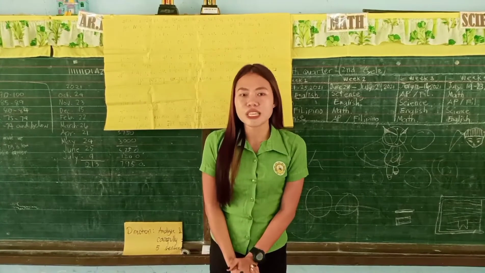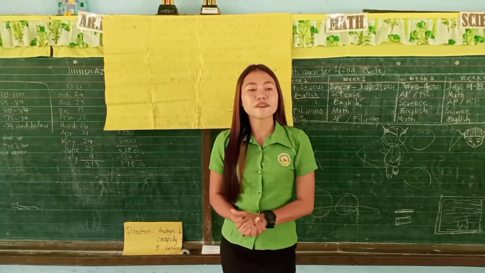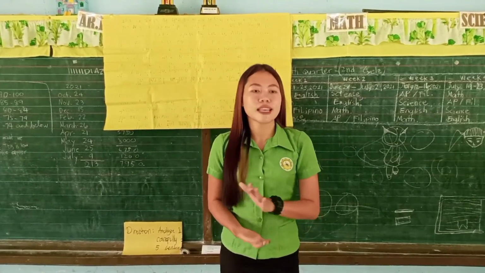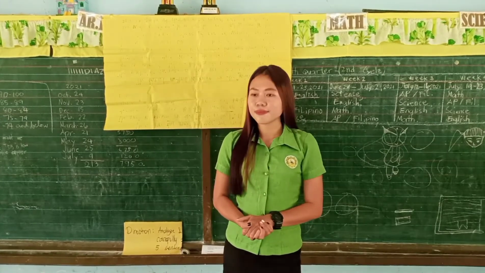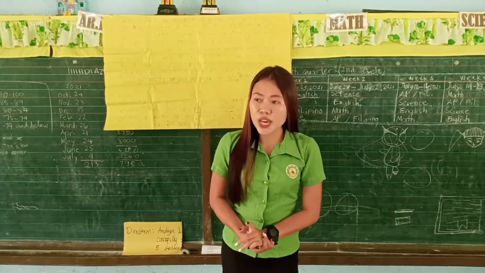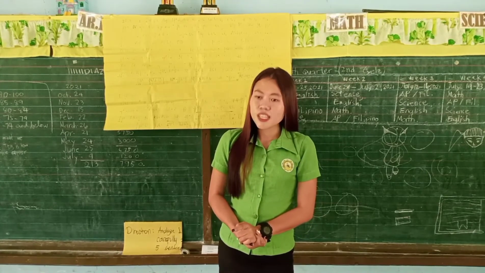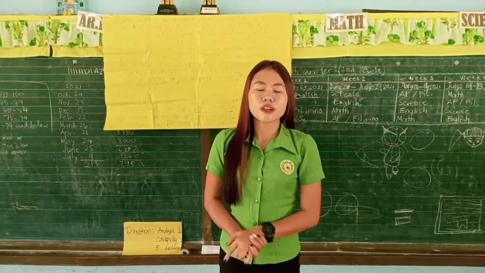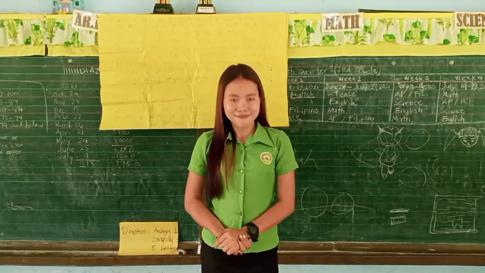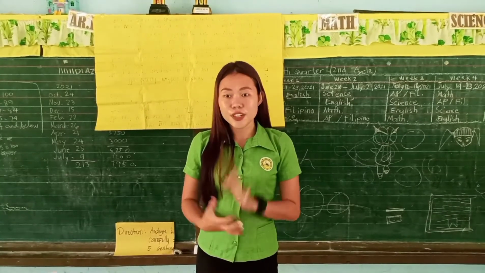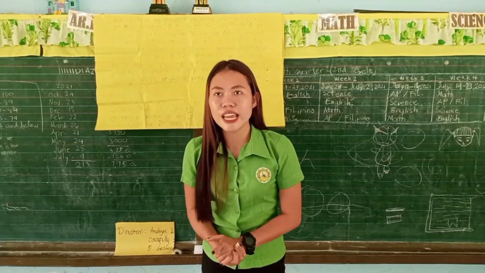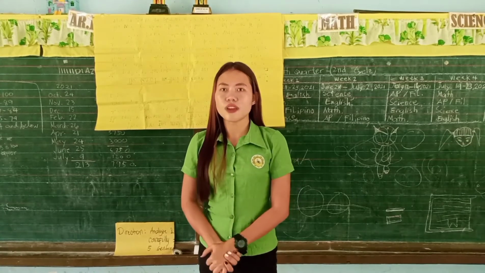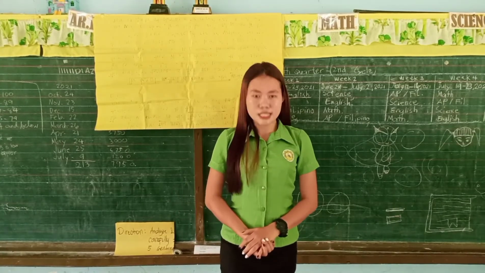Now, before we proceed to the next lesson, let's have some review. Okay. Who can answer? What was our lesson last meeting? Anyone? Before you answer, what will you do? Very good. Raise your right hand in order to answer. Okay? Yes, Beverly? Very good. So the topic that we discussed yesterday is about the different colors and shapes. Okay, very good answer. So you may now take your seats.